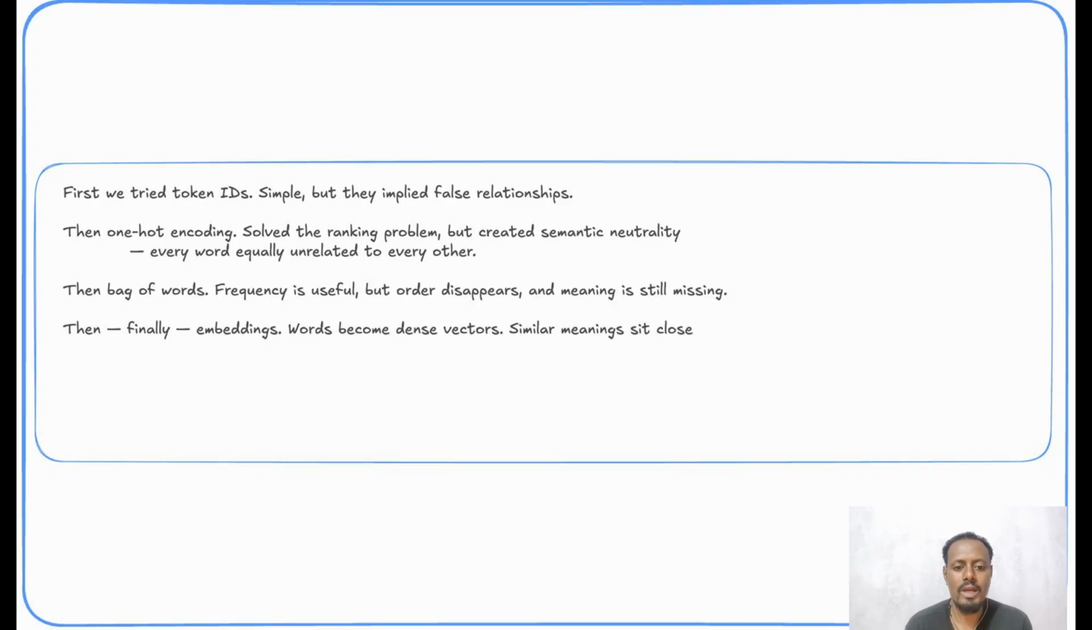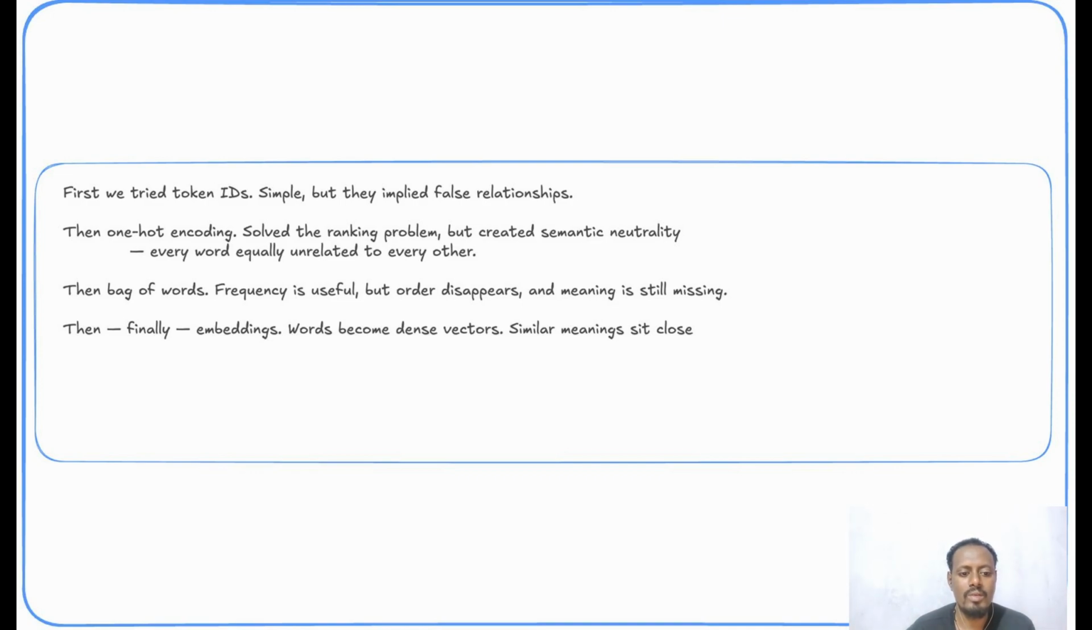Okay, let us zoom all the way out. We started with a core problem: words are not numbers, and AI needs numbers. First, we tried token IDs. Simple, but they implied false relationships. Then one-hot encoding solved the ranking problem, but created semantic neutrality. Every word equally unrelated to every other word. Then bag of words. Frequency is useful, but order disappears and the meaning is still missing. Then finally embeddings. Words become dense vectors. Similar meanings sit closer together in the space.